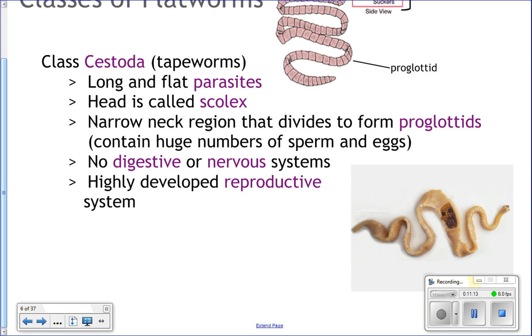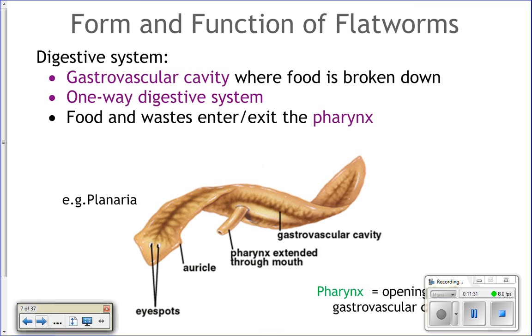They are big, but I mean, that's still a large worm. That's disgusting. Anyways. All right, so those are the different classes, at least that we're going to talk about, of flatworms.